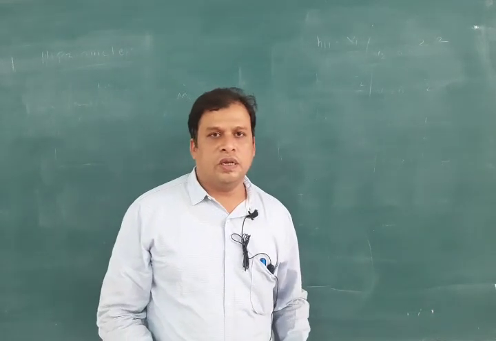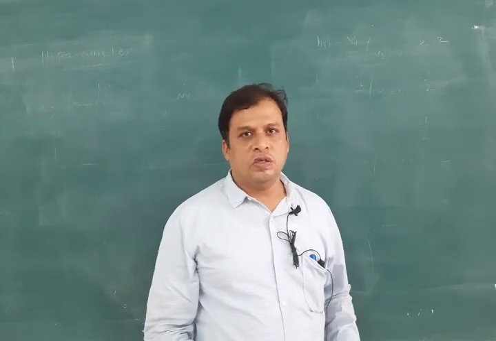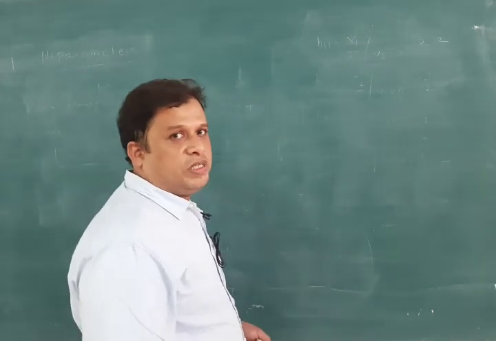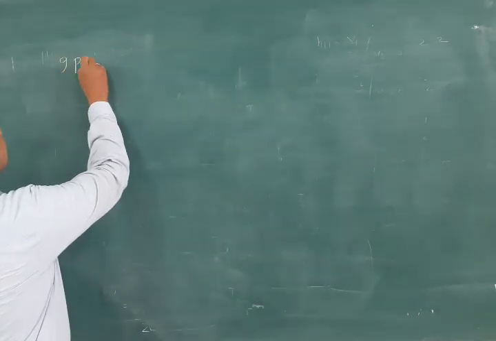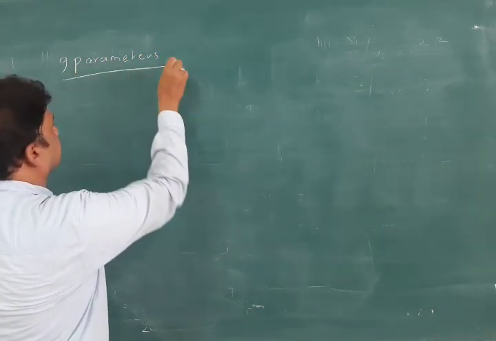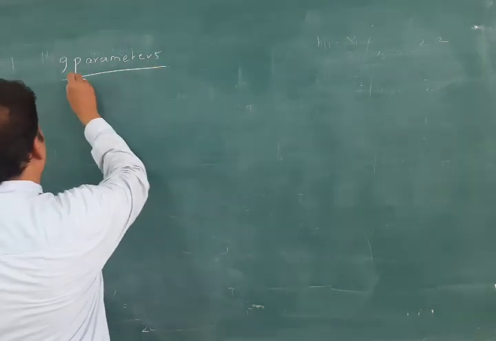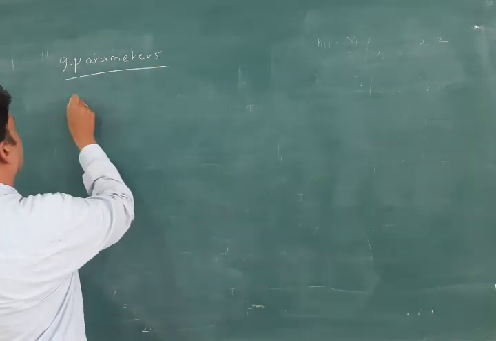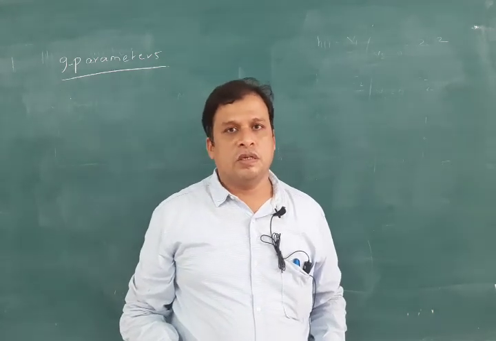So students, these G parameters have a link with the H parameters. So we will write the G parameters by seeing the H parameters. G parameters are also called inverse hybrid parameters. So we will start now.